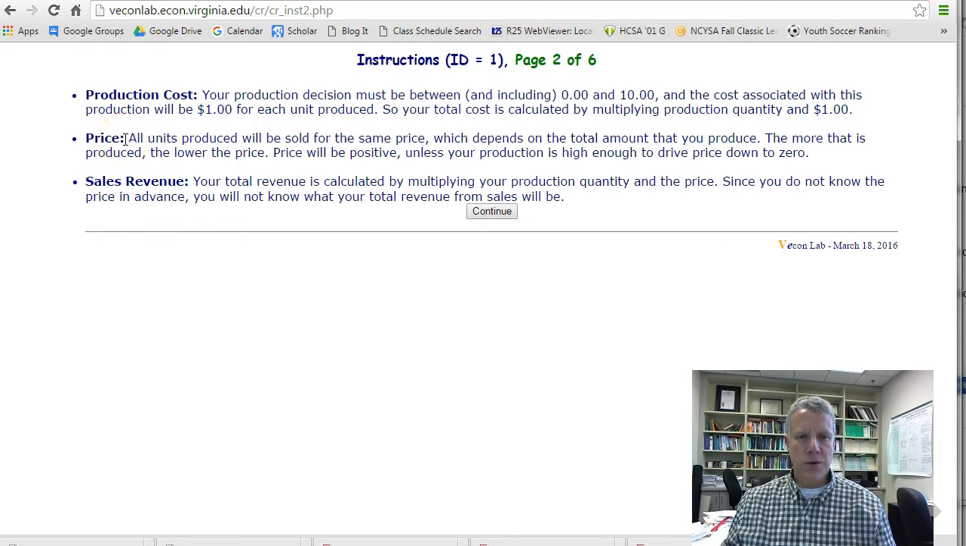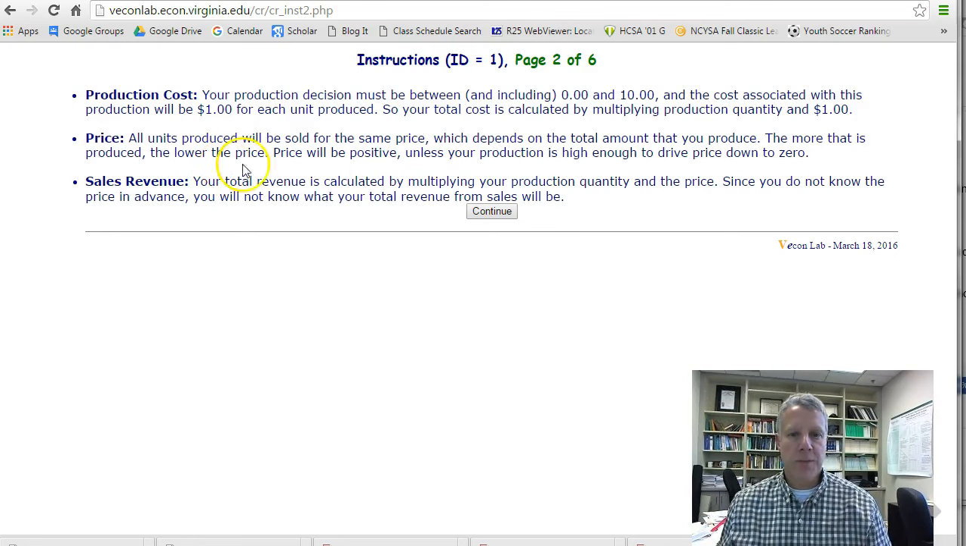Okay, all units produced will be sold for the same price, which depends on the total amount that you produce. The more that is produced, the lower the price. Price is positive unless your production is high enough to drive price down to 0. And then your total revenue is calculated by multiplying your production quantity and the price. Since you don't know the price in advance, you don't know what your total revenue from your sales will be.